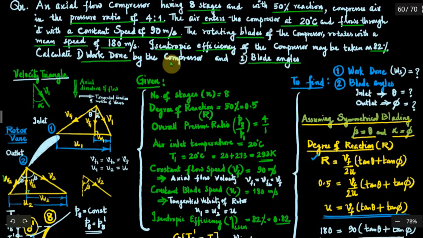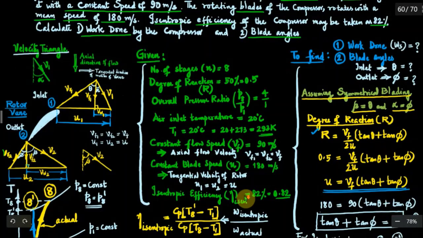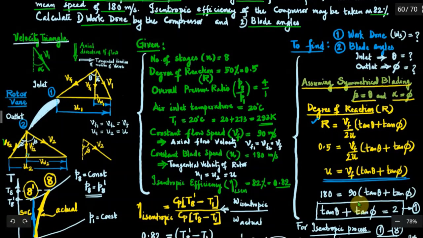So, the information given has been listed here, and now we will proceed from there. We have to make an assumption that it is having symmetrical blading. Unless otherwise specified, we will follow this. So, assuming symmetrical blading, what can you infer? Beta is equal to theta and alpha is equal to phi. What are alpha and beta? Alpha and beta are the guide vane angles at inlet and outlet. Theta and phi are the vane angles at inlet and outlet. So, beta is equal to theta and alpha is equal to phi. That is the condition we use for symmetrical blading.